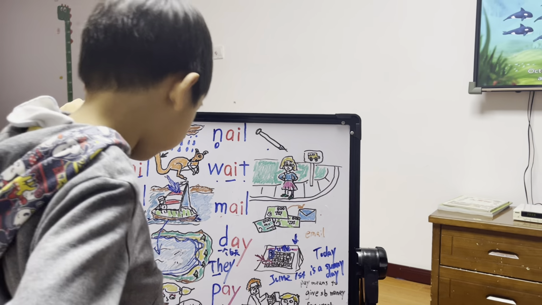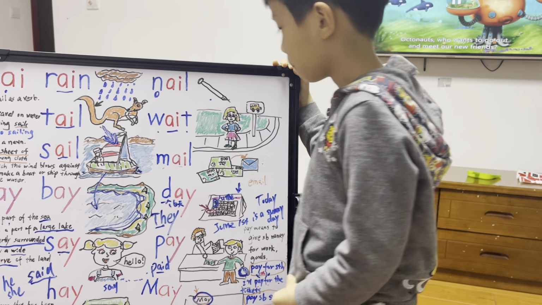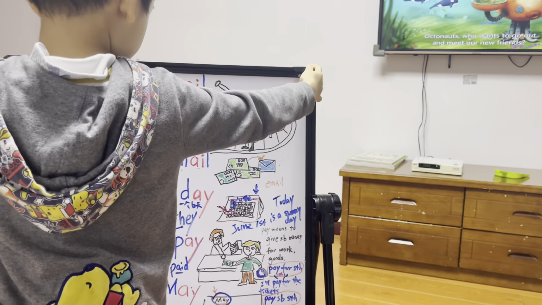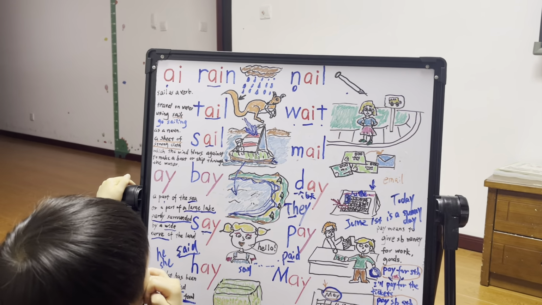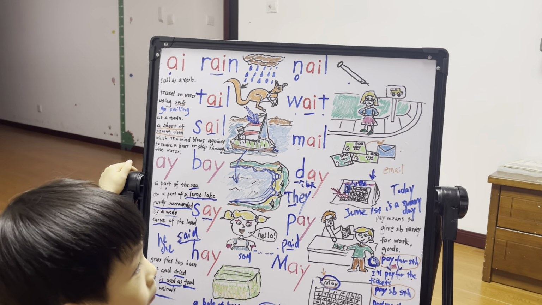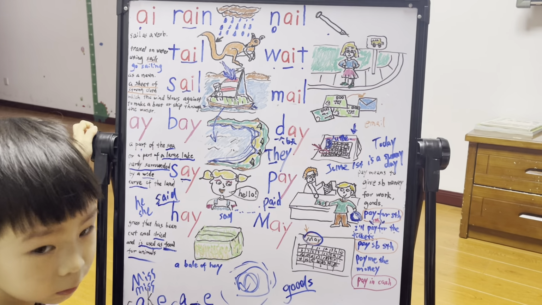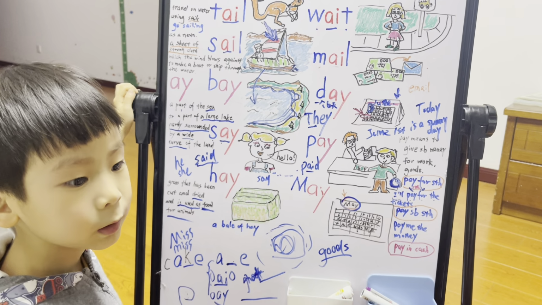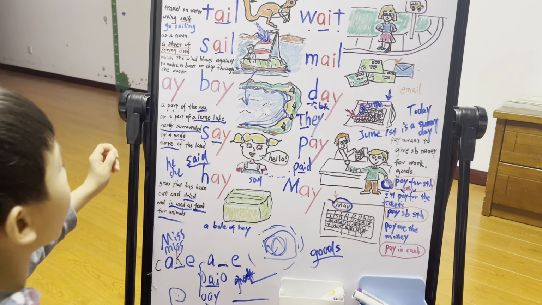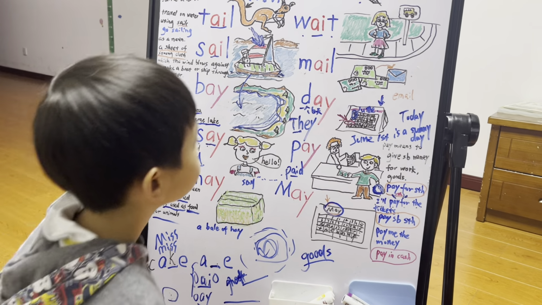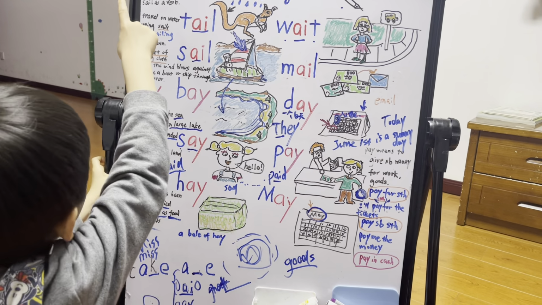Next one, M-A-I-L. M says? Mail. Can you put the mail into the envelope? Yes. Okay. Can you help me send the mail? It means sending or posting letters. Okay, next one, A-Y, how do you say A-Y? Oh, you write a mail, okay. Next one, A-Y. A-Y says A.